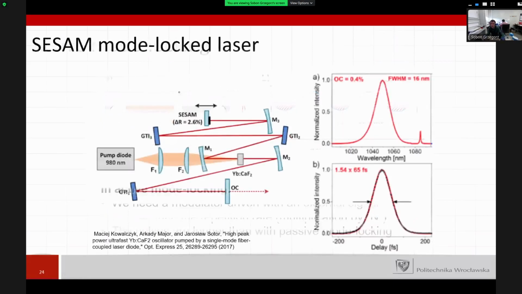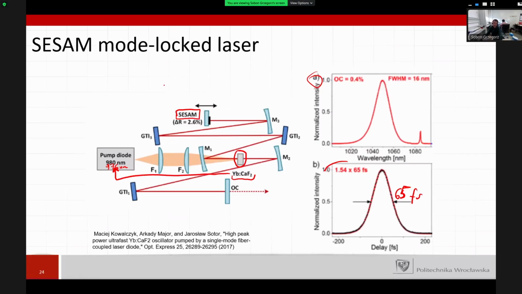So the mode locking mechanisms that I was describing are called passive mode locking. Passive because we do not actively modulate anything. So we don't drive these devices with anything. These are just passive modulators that modulate themselves, triggered by the light, right? So this is called passive mode locking.